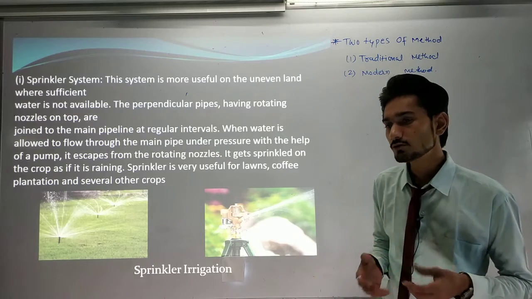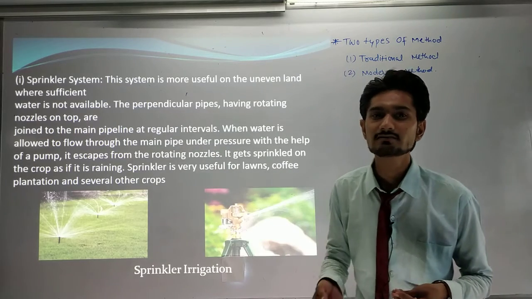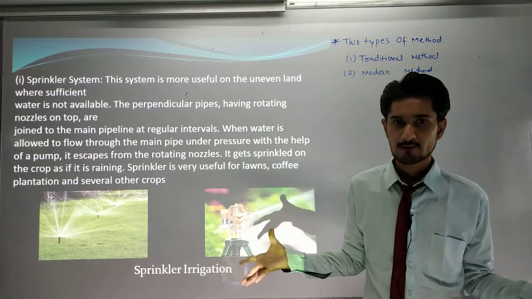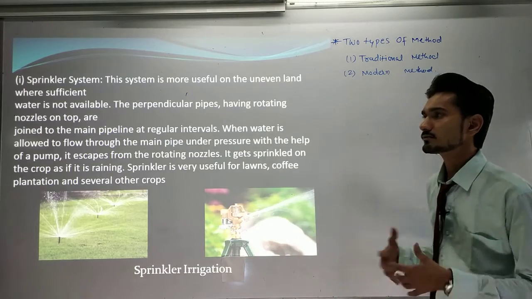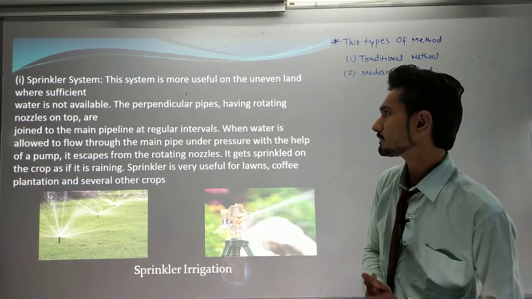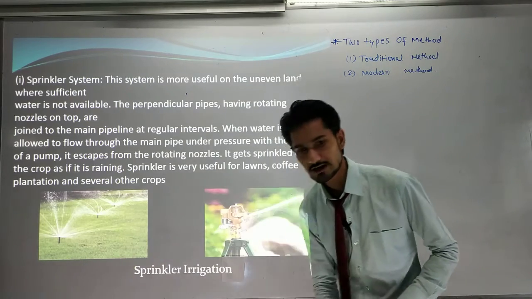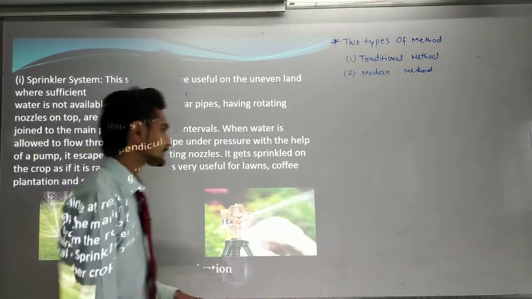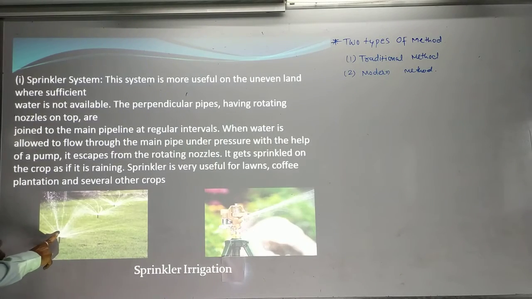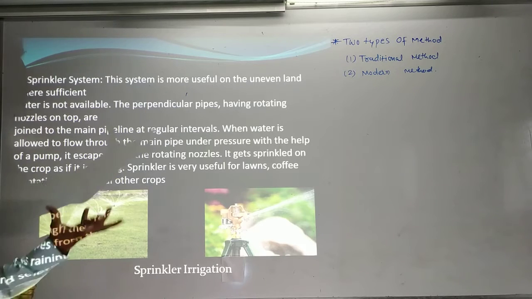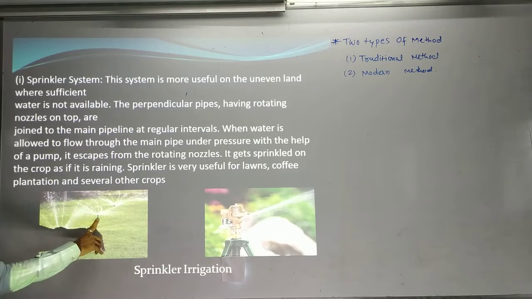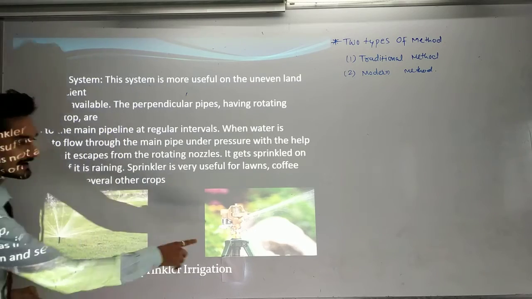now what we have to do is spread the water to each and every particular part. Okay, and how can we spread the water? For that we are using perpendicular pipes having rotating nozzles on the top, like that. Here in the photographs, as you can see, these are the rotating pipes, in which minor holes are present, and which spread the water into the field.